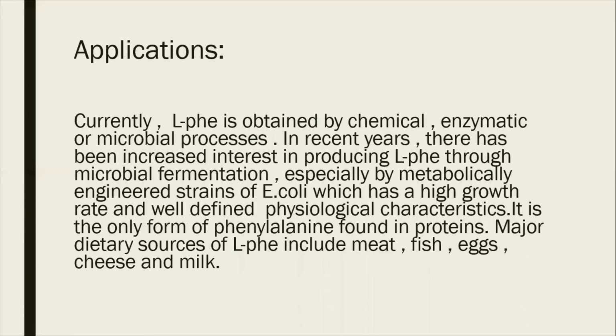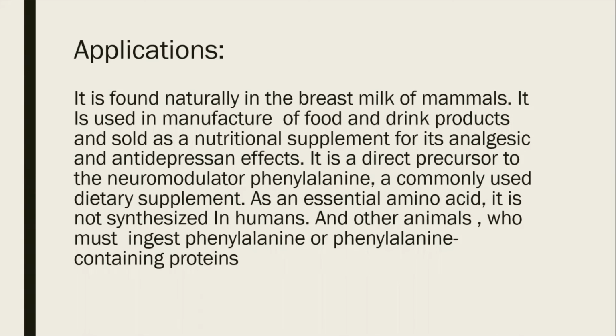Applications. Currently, L-phenylalanine is obtained by chemical, enzymatic, or microbial processes. In recent years, there has been increased interest in producing L-phenylalanine through microbial fermentation, especially by metabolically engineered strains of E. coli, which has a high growth rate and well-defined physiological characteristics. It is the only form of phenylalanine found in proteins. Major dietary sources of L-phenylalanine include meat, fish, egg, cheese, and milk. It is found naturally in the breast milk of mammals.